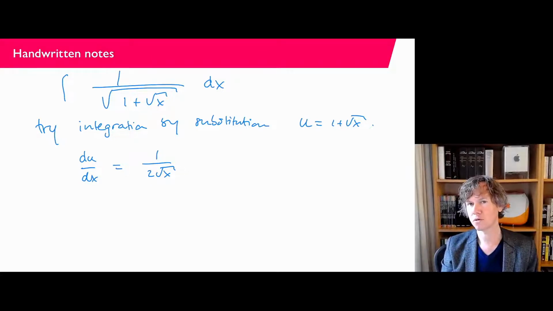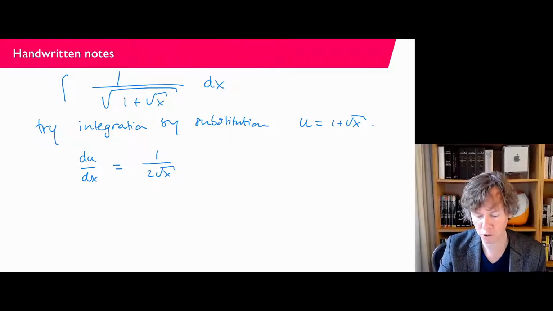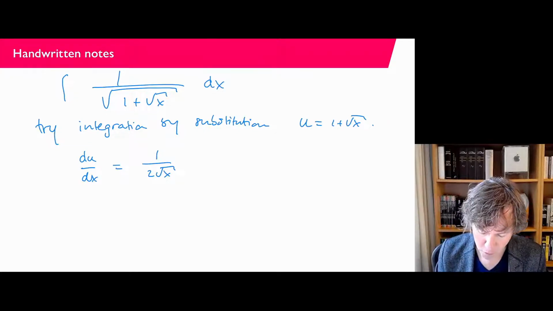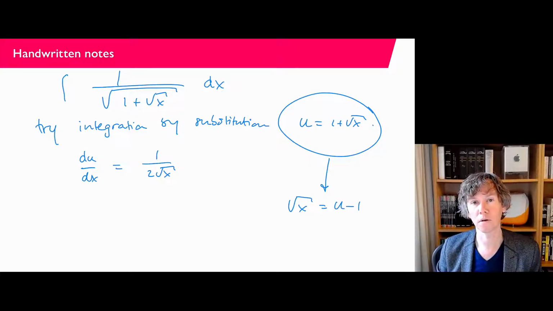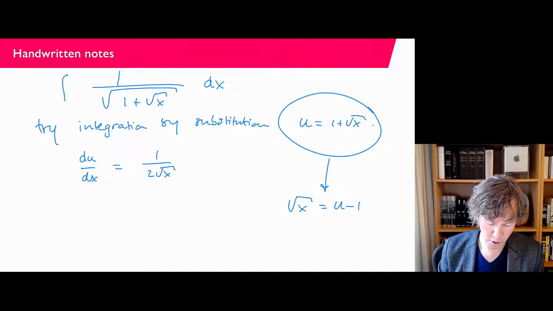So the trick here, and this is something that you should see, or should have seen once, and you see me do it now, is that from this here, we have that apparently the square root of x is u minus 1. So what that means is that I can write this here as 1 over 2 times (u minus 1).